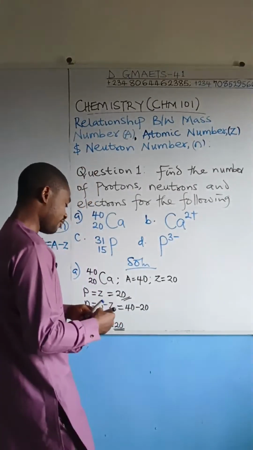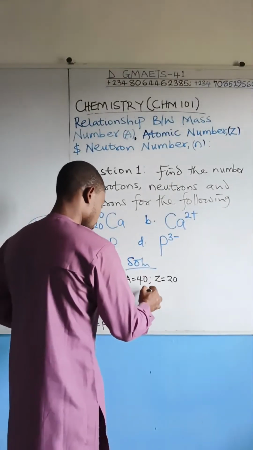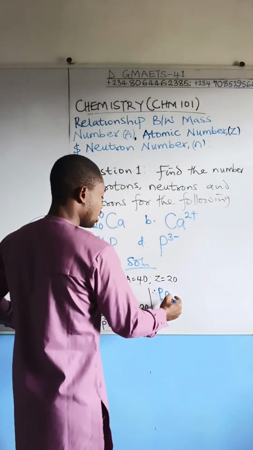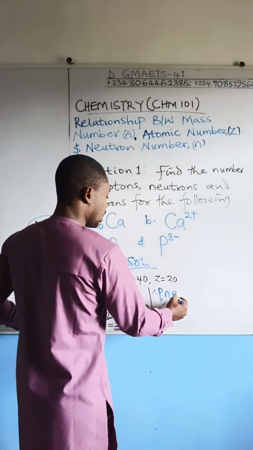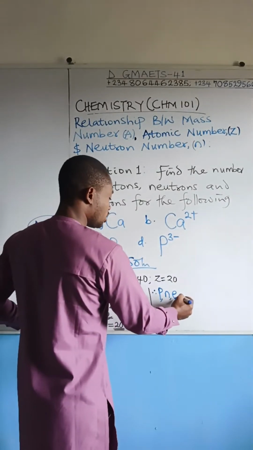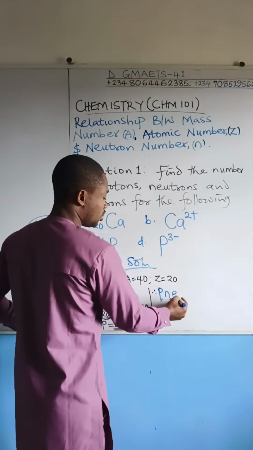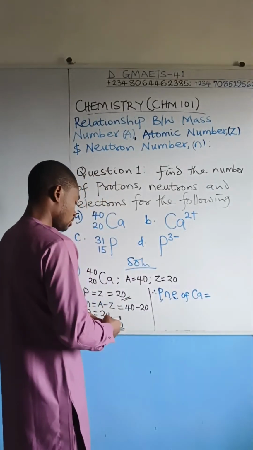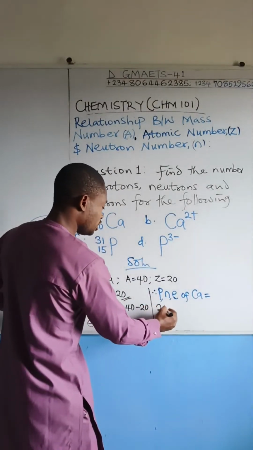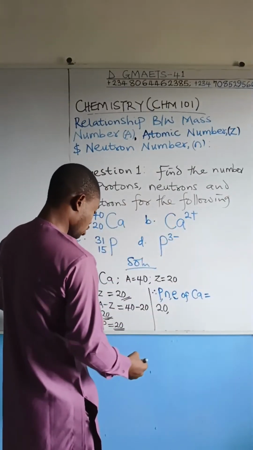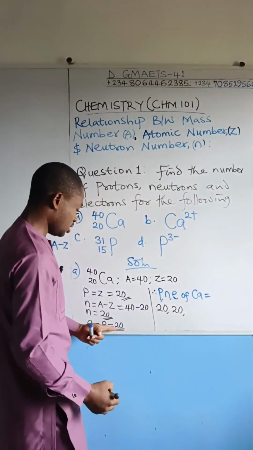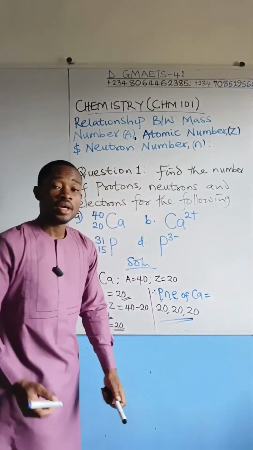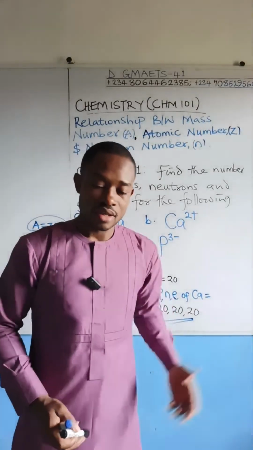We can now conclude, therefore, that the proton number, neutron number, and electron number of calcium atom, not ion, of Ca, calcium, is equal to: the proton number is 20. So I want to arrange the answer in the order the question was given. The neutron number is also 20. And then we have the electron number to be 20. So everything is 20, 20, 20. That's the answer. So look at it, copy it out.